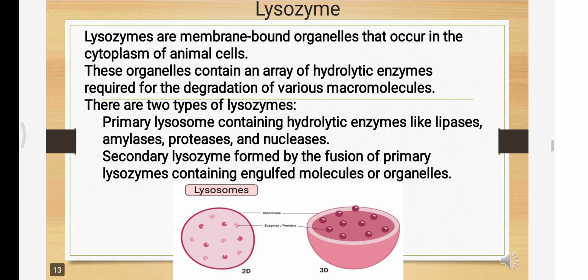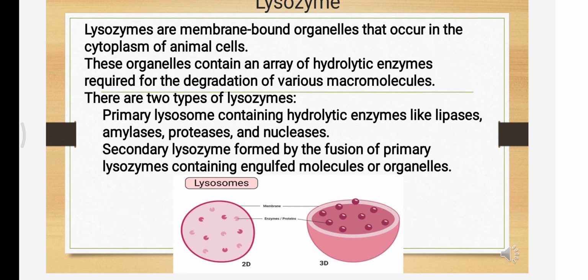Lysosome. Lysosomes are membrane-bound organelles that occur in the cytoplasm of animal cells. These organelles contain an array of hydrolytic enzymes required for the degradation of various macromolecules. There are two types of lysosomes. Primary lysosomes contain hydrolytic enzymes like lipases, amylases, proteases, and nucleases. Secondary lysosomes are formed by the fusion of a primary lysosome with engulfed molecules or organelles.